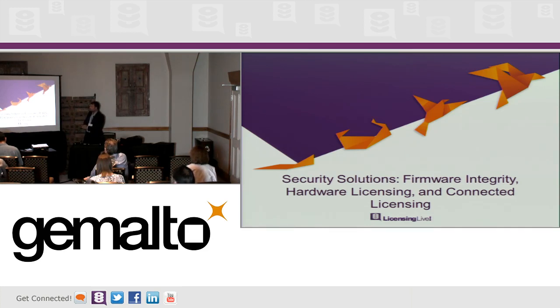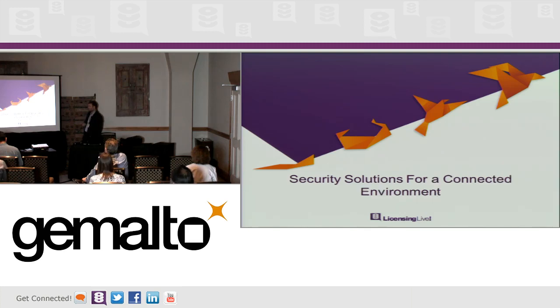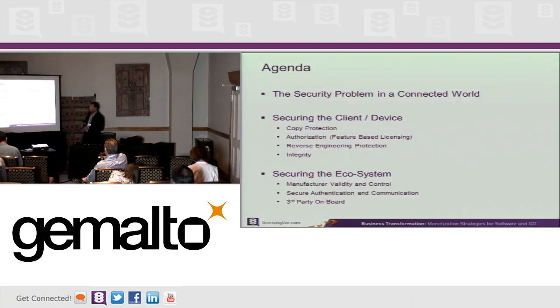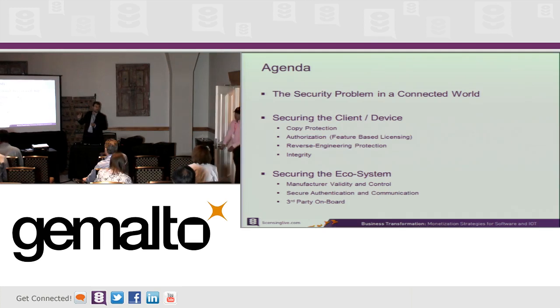Okay, today the title of the session is Security Solutions for Firmware Integrity, Hardware Licensing, and Connected Licensing. However, I'd like to change it. I'm going to really be focusing more on security for connected environments. In that vein, I'm really going to be focusing on three major points during this session.